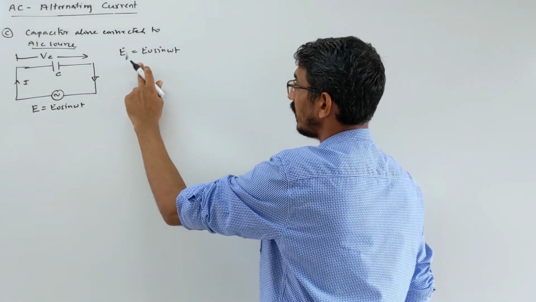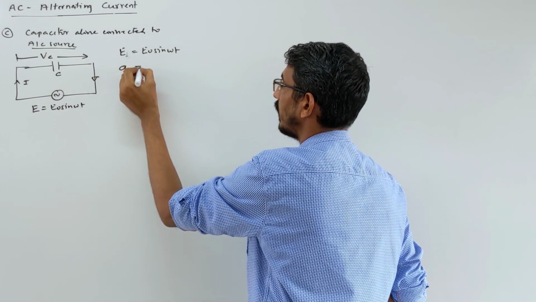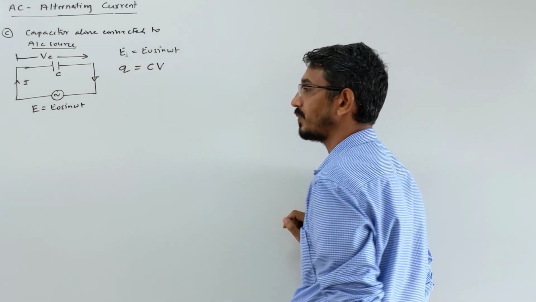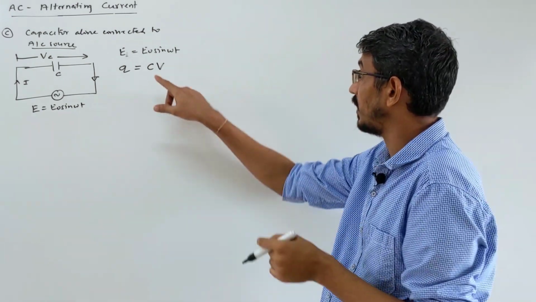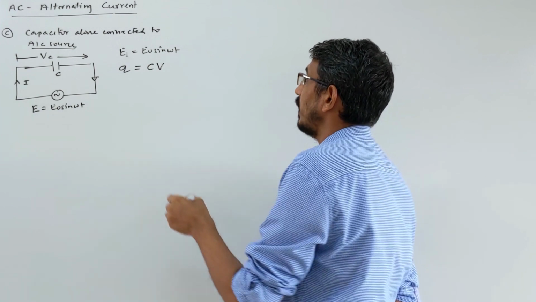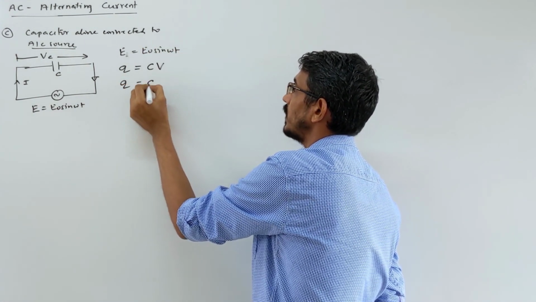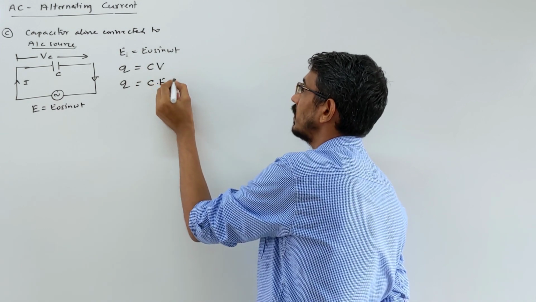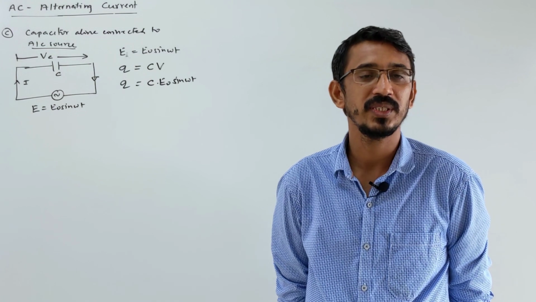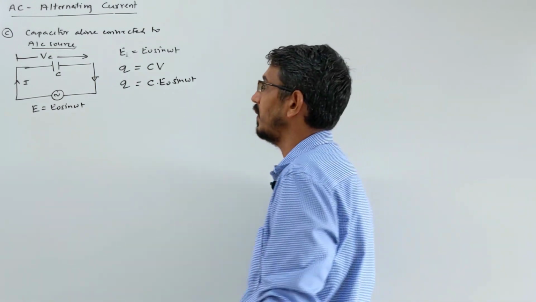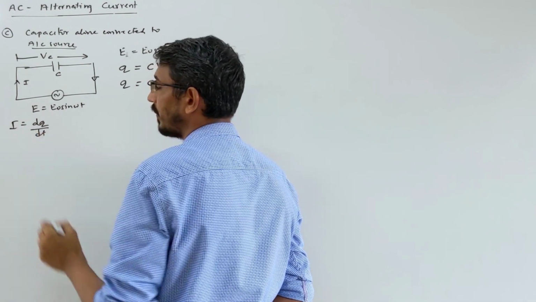Remember, capacitor charge Q is equal to C into V, correct? The charge stored in a capacitor at an instant is C into V, where V is the potential. Let's put it here. So Q is equal to C E naught sin omega t, correct? We want to find current. What is current? Rate of flow of charge, right? We know that current is nothing but I is equal to dq by dt, right?